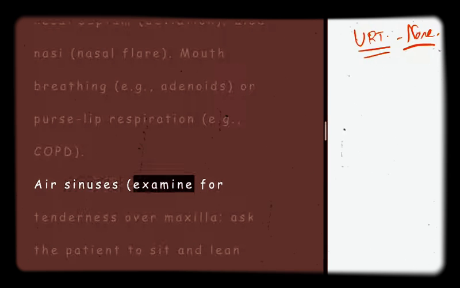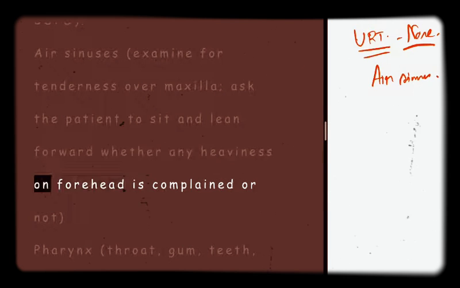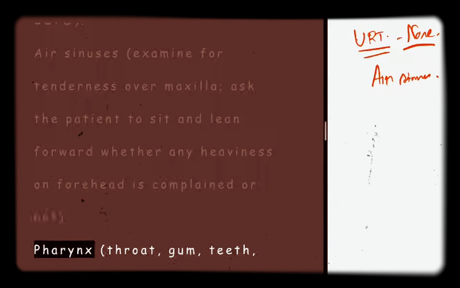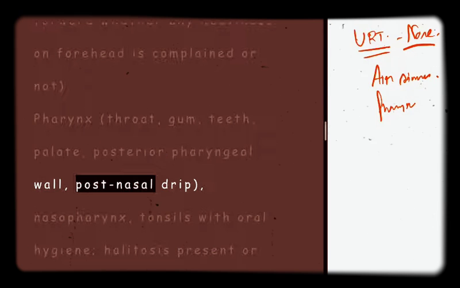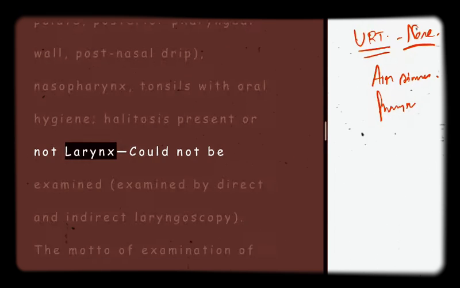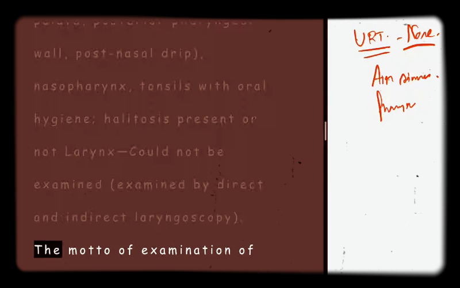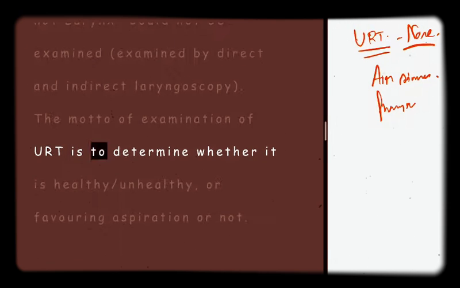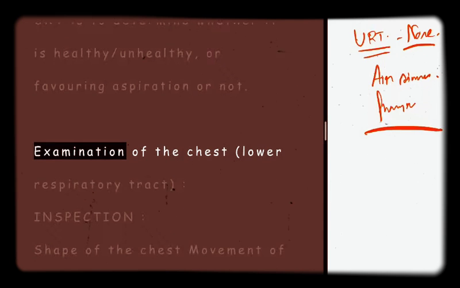Air sinuses: examine for tenderness over the maxilla, and ask the patient to sit and lean forward to see whether any heaviness on the forehead is complained of or not. Pharynx: throat, gum, teeth, palate, posterior pharyngeal wall, postnasal drip, nasopharynx, tonsils, with oral hygiene, and whether halitosis is present or not. The larynx cannot be examined directly; it is examined by direct and indirect laryngoscopy. The motto of examination of the URT is to determine whether it is healthy or unhealthy, or favoring aspiration or not.